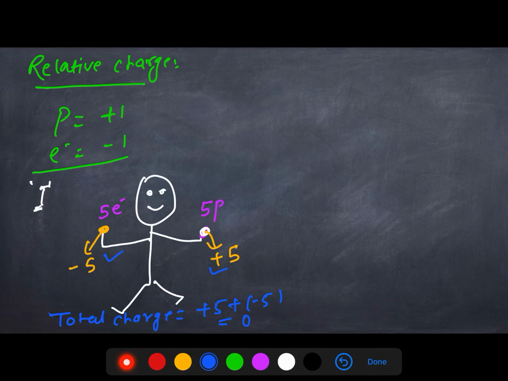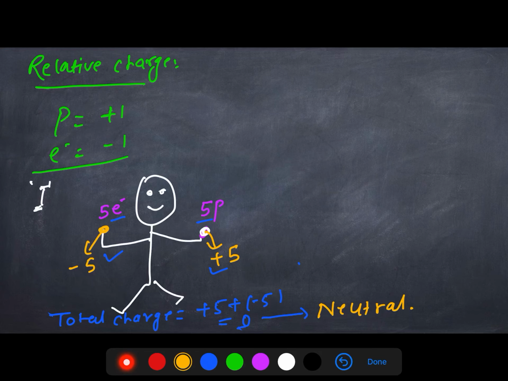Neutrons do not have any role in the charge. That is why we are not considering neutrons here. Now, when this person carries 5 protons and 5 electrons, the total charge is 0. If we replace this person with an atom, if an atom contains 5 protons and 5 electrons, the total charge over the atom will be 0. And any atom or chemical species which carries 0 charge is called neutral.